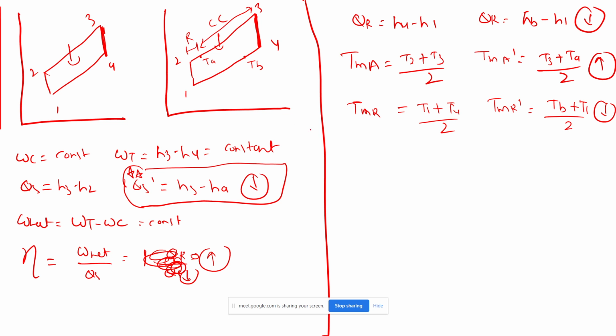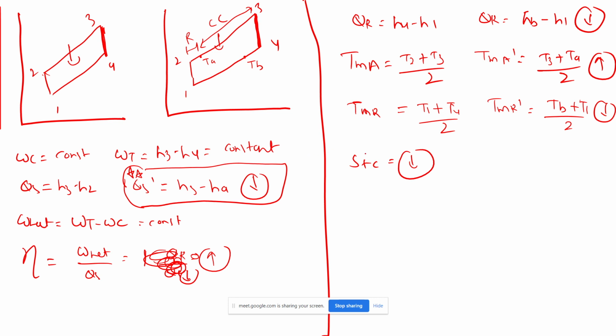And what will be the effect on the specific fuel consumption? Specific fuel consumption is basically the amount of fuel required to supply the heat. So will it remain the same, sir? No, it will decrease. Why? Because in the simple cycle we are supplying heat from 2 to 3. Now we are supplying from Ta to T3. So less fuel will be required. Therefore it will decrease.